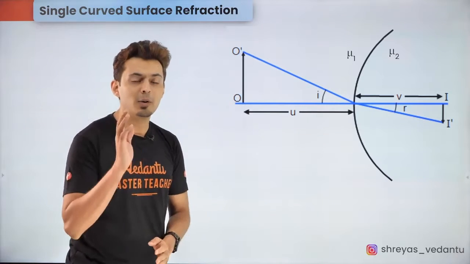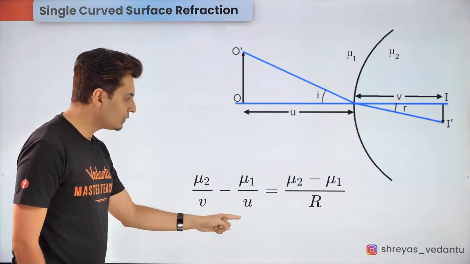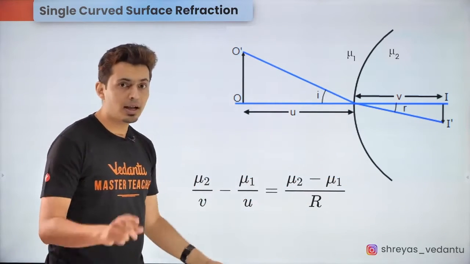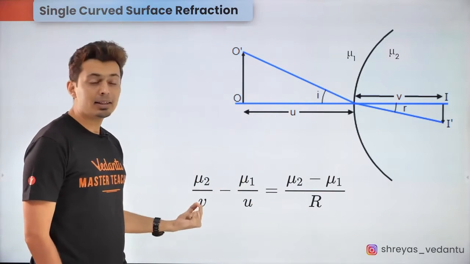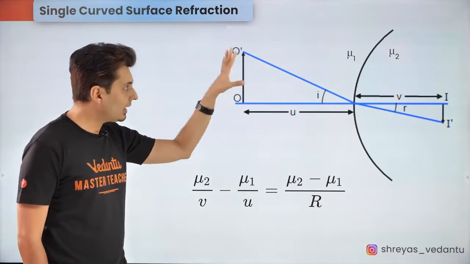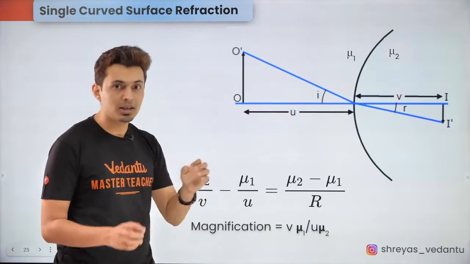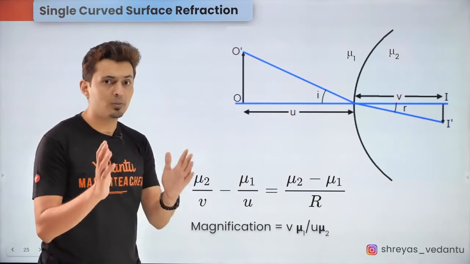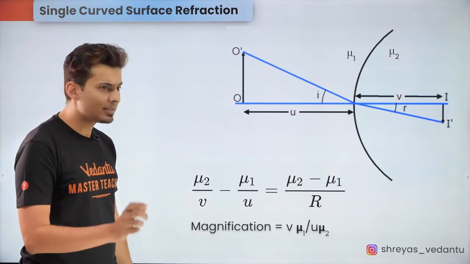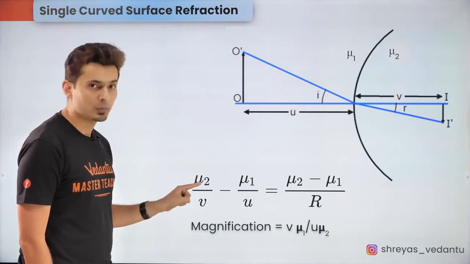Now the mathematical way of locating the image is given by this formula, which is mu 2 by v minus mu 1 by u is equal to (mu 2 minus mu 1) by R, where R is the radius of curvature, and mu 2 and mu 1 are the refractive indices of the mediums where the refracted ray and the incident ray are present respectively. The magnification of the image is given by image height by object height, which is equal to v mu 1 divided by u mu 2, and this can be remembered easily by remembering a cross over this formula like this: v mu 1 and u mu 2.